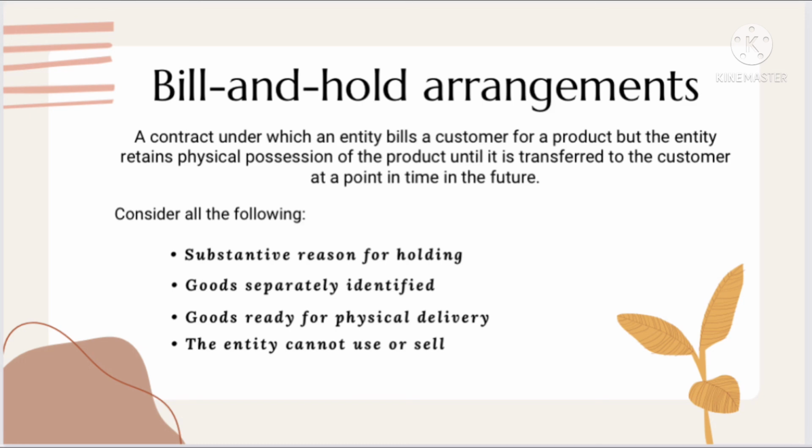Tapos yung goods separately identified. Ito naman, binayaran na ni customer, so sa kanya na yon. Next, goods ready for physical delivery. Dito, nag-aantay na lang yung goods na ipadala kay customer. And last, the entity cannot use or sell. Ito naman yung hindi na ito pwedeng ibenta sa ibang customer under bill and hold arrangement.